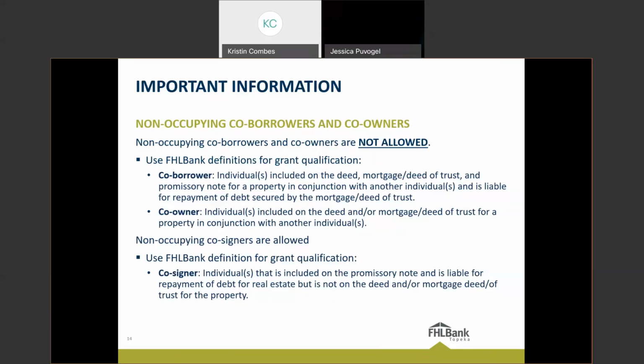As the definition on the screen states, a co-borrower would be an individual included on the deed, mortgage, deed of trust, and promissory note. Non-occupying co-borrowers are not allowed. A co-owner is defined as an individual that is included on the deed and/or mortgage deed of trust. Non-occupying co-owners are not allowed. However, non-occupying co-signers are allowed.